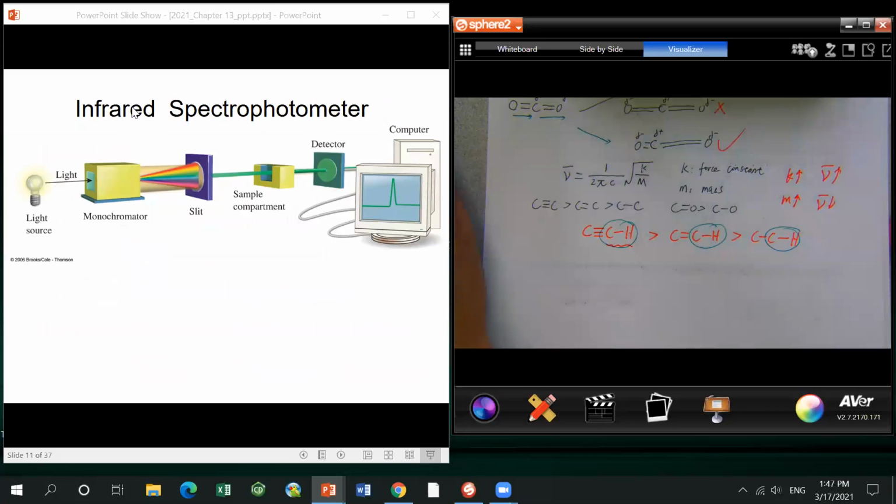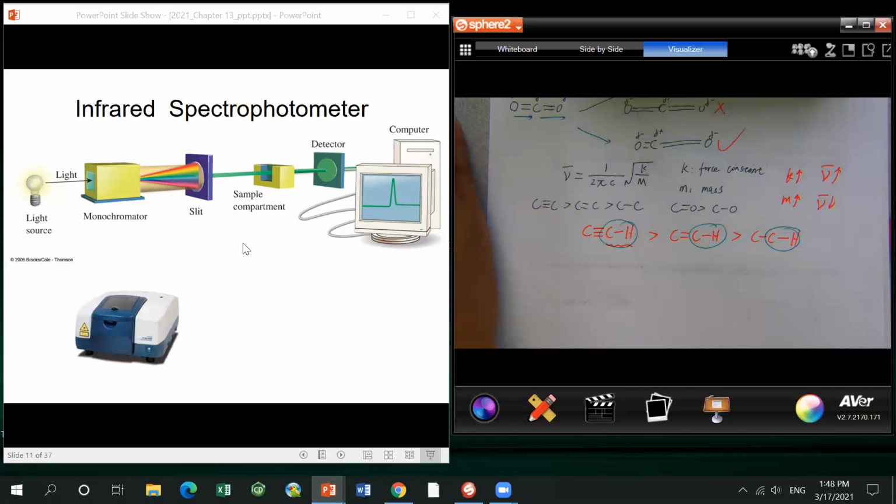Here's the setup of the IR spectrometer, also called a spectrophotometer. There is the light source, and then you let it pass through the monochromator, which spreads out all the wavelengths of light. Then you let the different wavelengths of light pass through a slit, and that's the sample cell. If there's a sample, it will absorb certain wavelengths of the IR, and then you see an absorption peak. This can be detected by the detector.